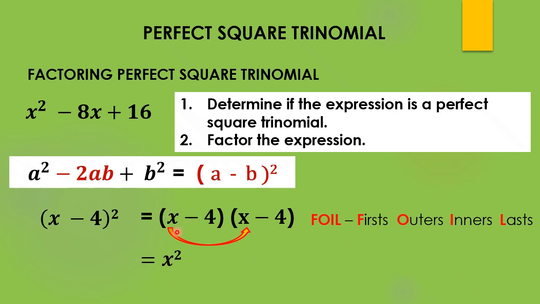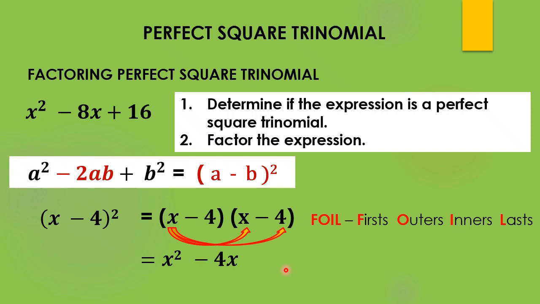So x and minus 4. When you are multiplying both terms, you should include their sign. So x times negative 4, the outers, we get minus 4x.